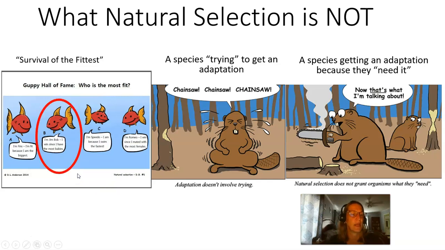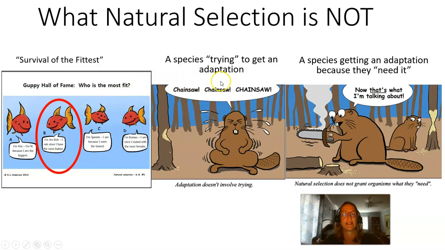The answer is B, Jim Bob. He wins because he had the most babies. It doesn't matter if he's fast, doesn't matter if he mated with a whole bunch of individuals, doesn't matter if he's the biggest. If he passes on the most genes to the next generation, he is the winner in terms of natural selection. So you can see why survival of the fittest doesn't really explain what's going on with natural selection.